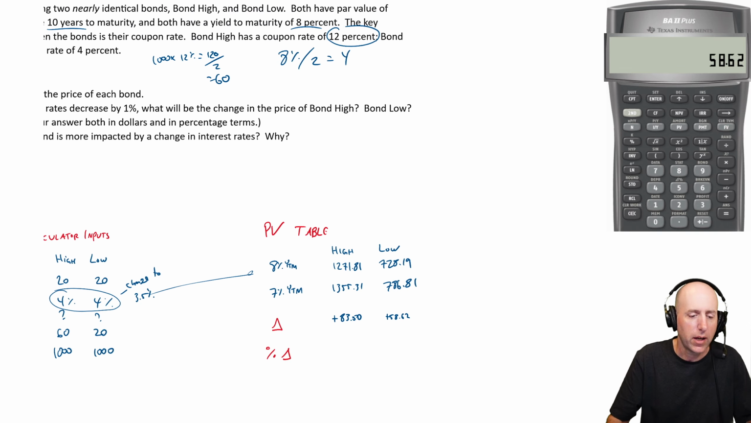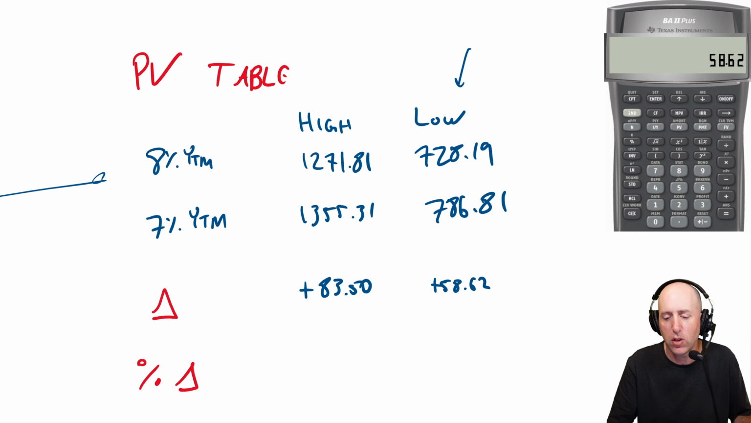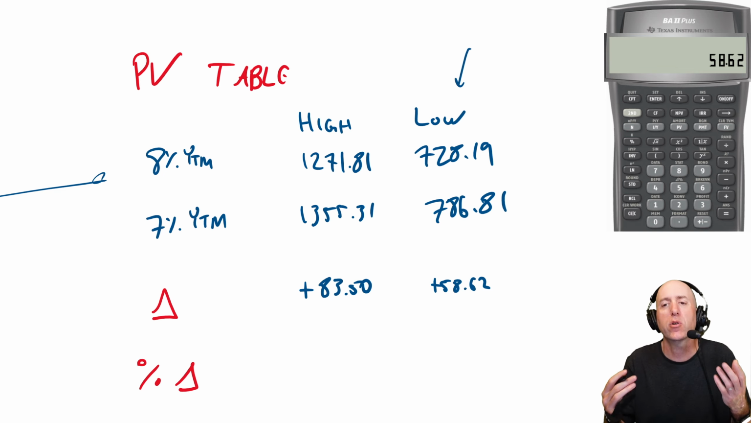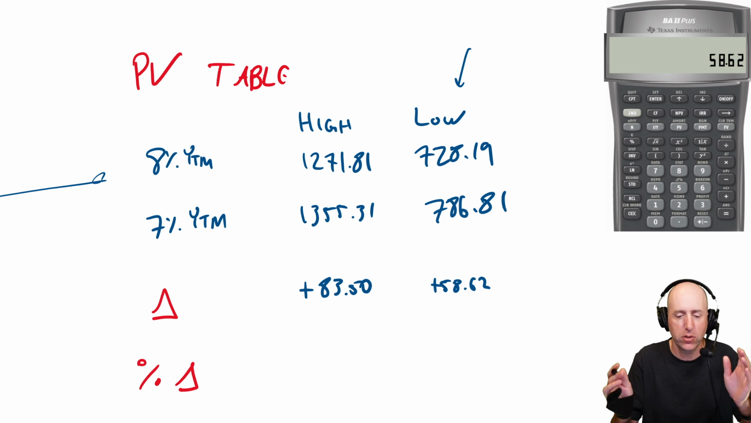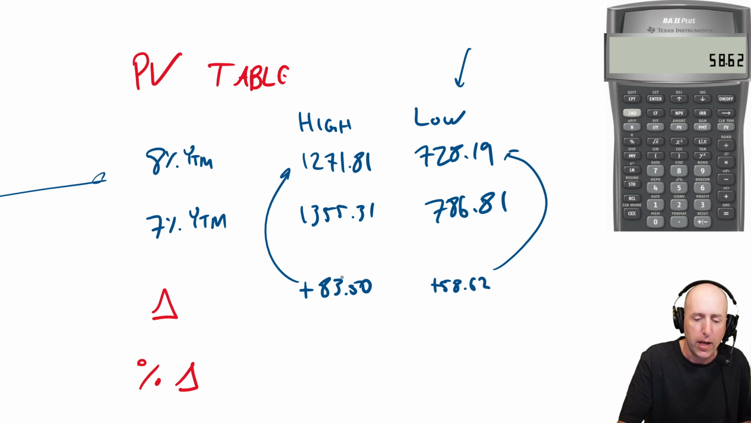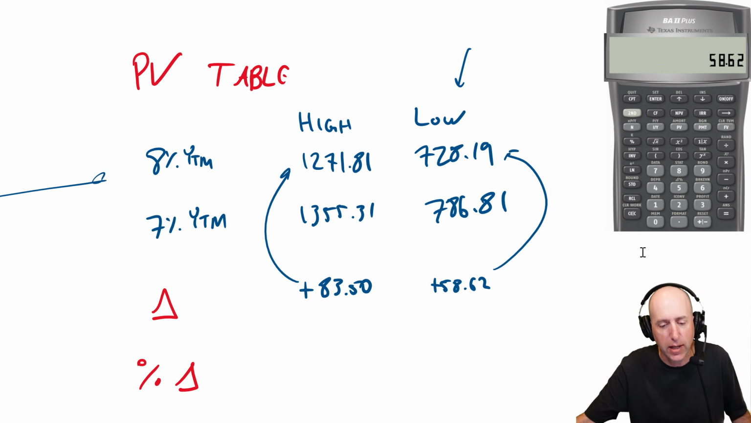Now, before I started, I hypothesized that the low bond is going to swing more than the high bond, but the change is actually lower. What I should have said to be more precise was the percentage change is going to be higher. So let's see if that's true. You divide the change by the earlier of the 2 years. So I'm going to divide 83 by 1271 and 58 by 728, and we're going to get a percentage change. And I think the percentage swing is going to be bigger. I hope so.